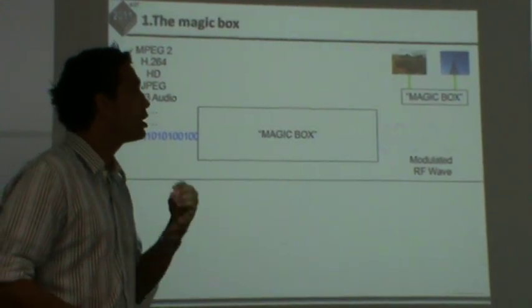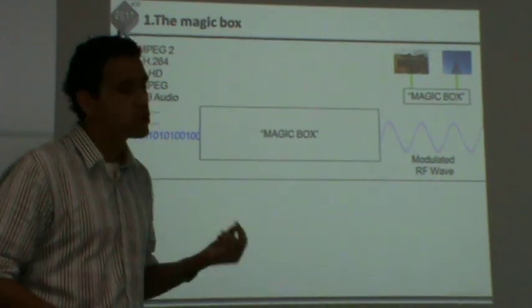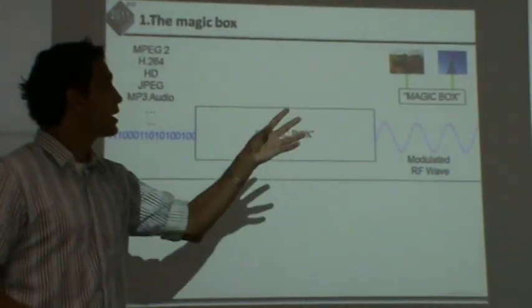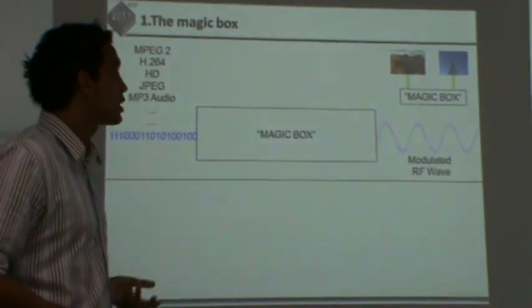It ends up turning as a modulated RF wave. Modulated, or modulation, is the key to what we're going to be talking about now. And it gets sent out as your RF wave, and it gets sent out through your broadcast antenna.